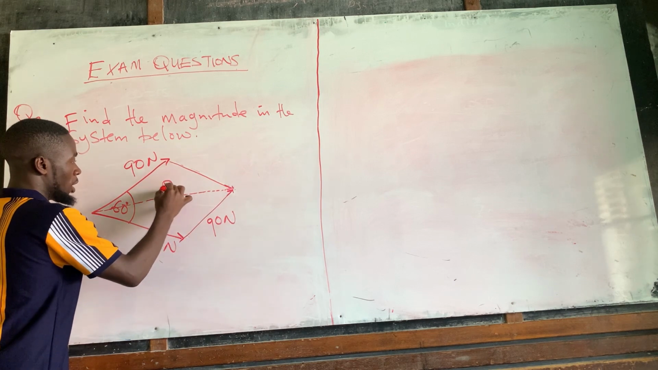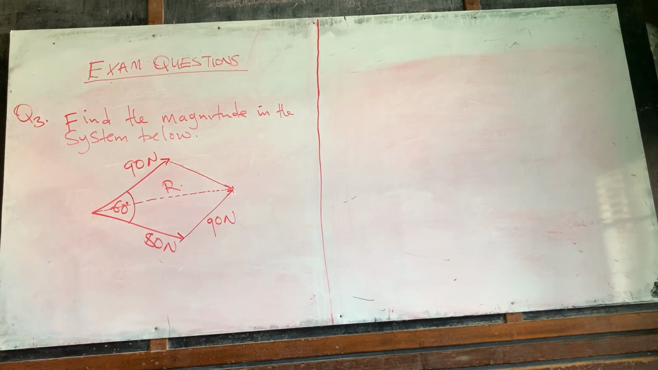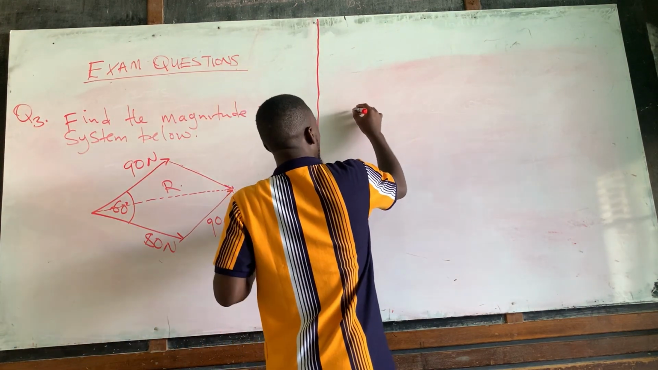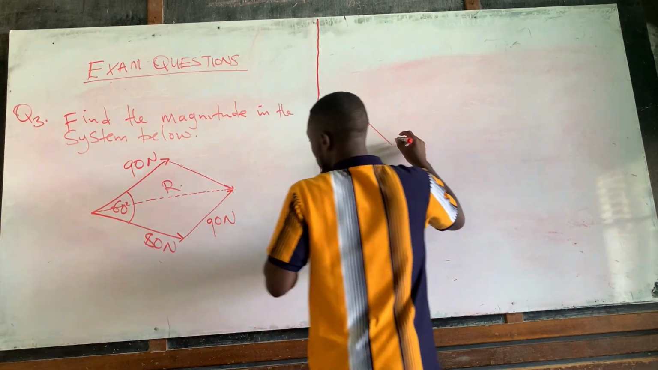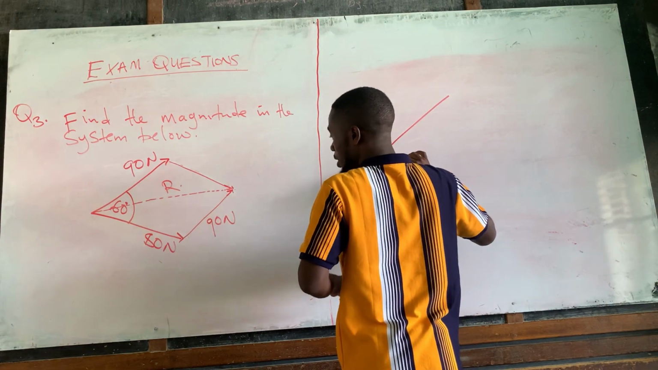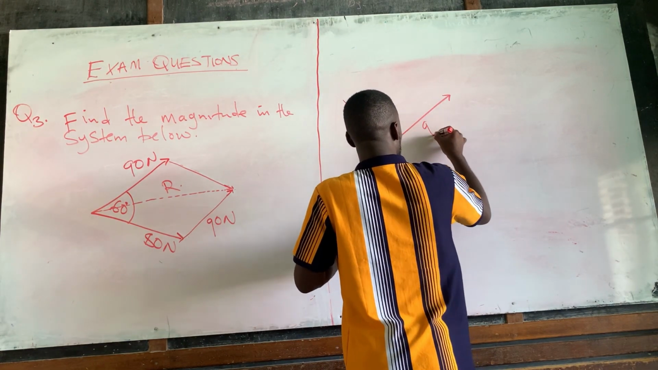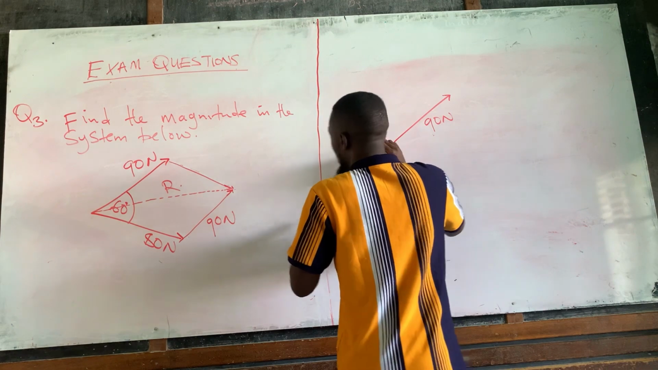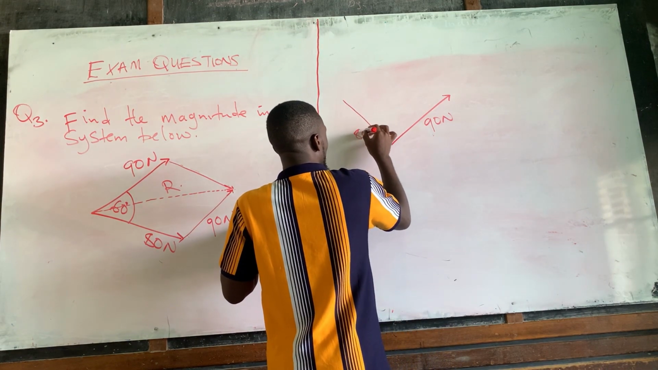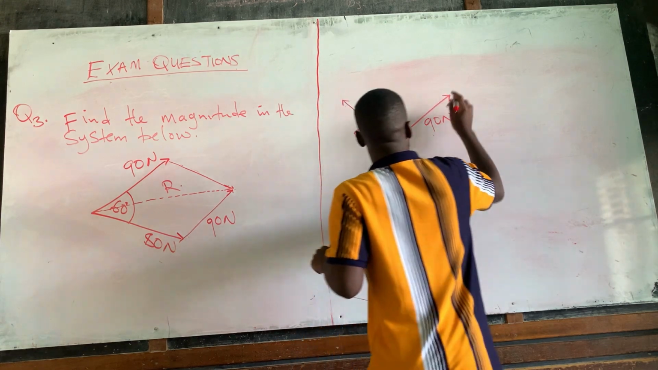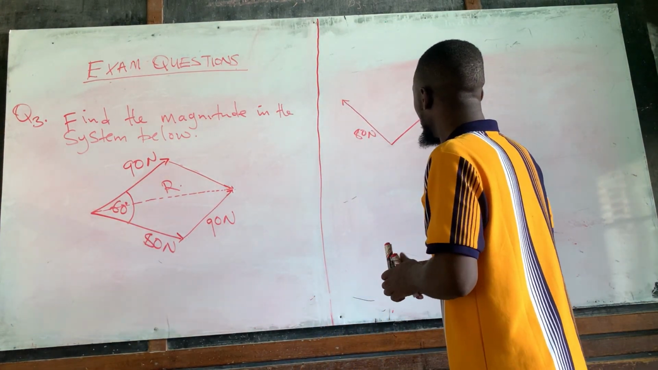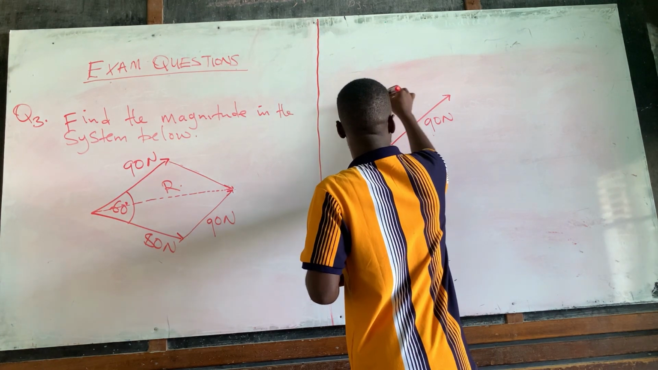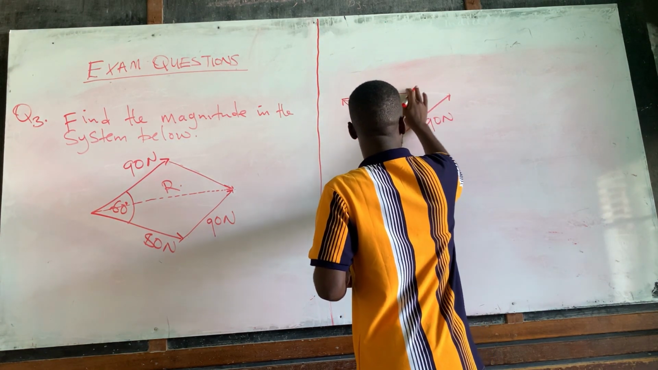So this is the resultant they want here. Okay. So we can take it the way it is, like this side. When you have 9 newtons, and here what do we have? 8 newtons here. 9 newtons, 8 newtons here. Okay. And the resultant that we're talking about is this line here.